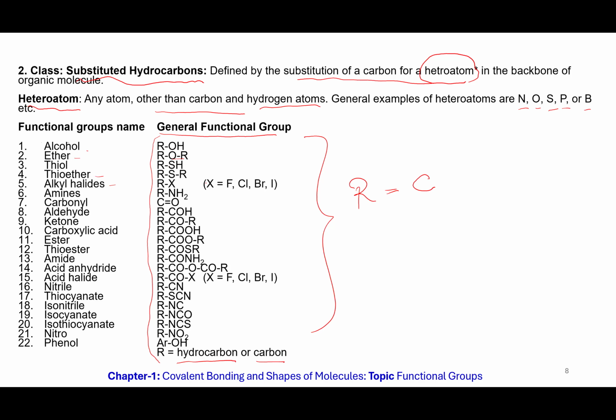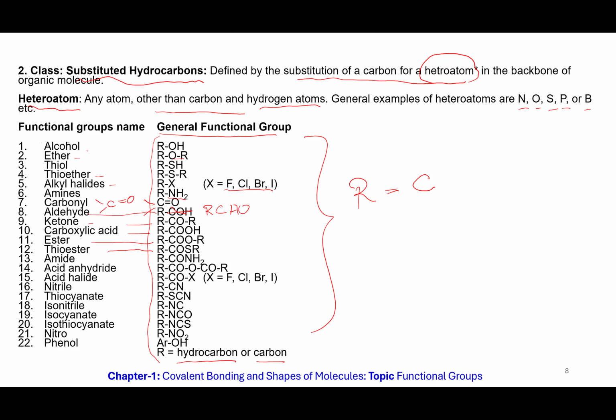Thioether, alkyl halide. Alkyl halide means when a halogen is attached. Amines means when the NH2 group is there. Carbonyl means this group is called carbonyl when the carbon is attached with the oxygen and it has two bonds separately. Aldehyde group RCHO. So RCHO is the aldehyde group.